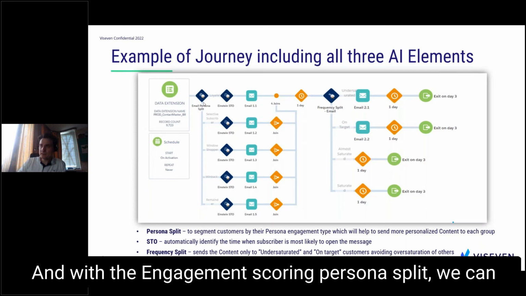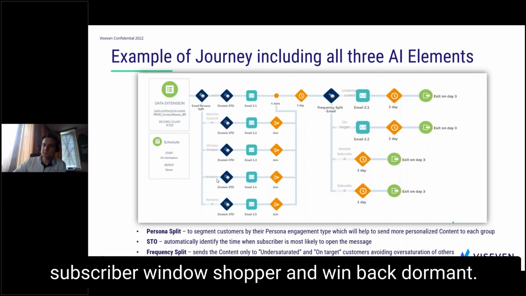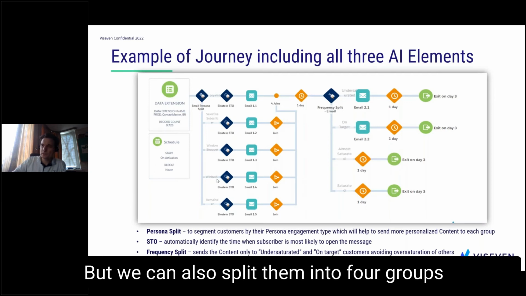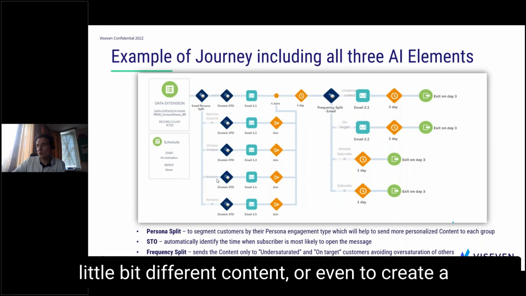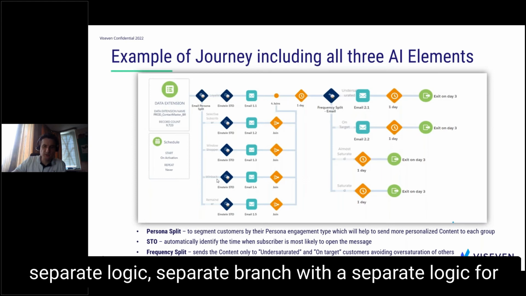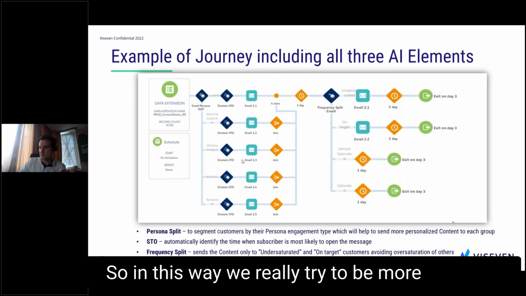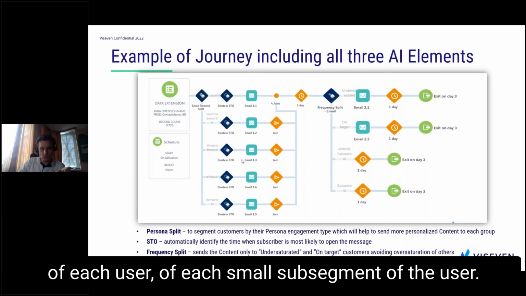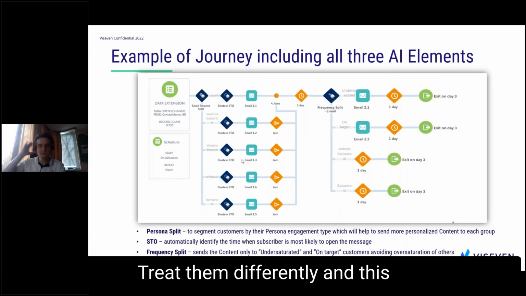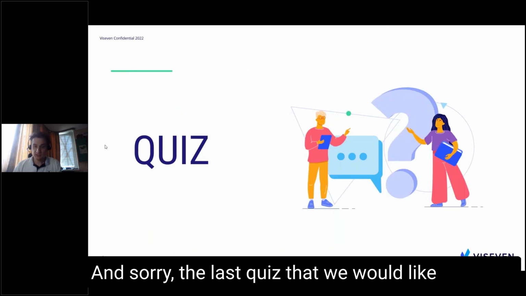And with the engagement scoring, this persona split, as I explained before, with the loyalist, subscriber, window shopper, and win back dormant part, we can also split them into four groups automatically and treat them differently, like send them slightly different content, or even create a separate branch with separate logic for this part of the audience. In this way, we try to be more personal, more relevant, and take into account the specific needs of each user, each small subsegment of users, treat them differently, and this will naturally boost our engagement.